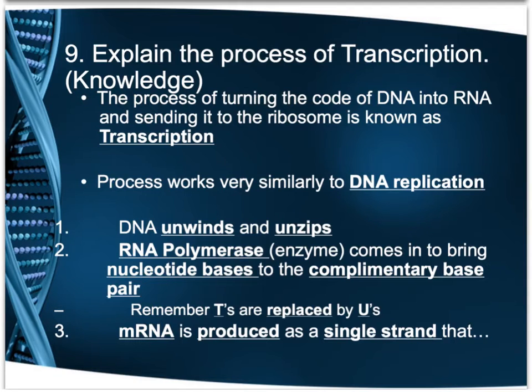The process works very similar to DNA replication. Your DNA is going to unwind and unzip so that we can get at it. Kind of similar to DNA replication, you have another enzyme called RNA polymerase, which actually matches nucleotide bases to the RNA strand by using the DNA strand as a template. The only thing that you need to remember here is that the T's are not T's anymore when RNA is made. They are replaced with uracil, or U's. And so what you have here after that happens, and what we ended up with yesterday, is mRNA is produced as a single strand.